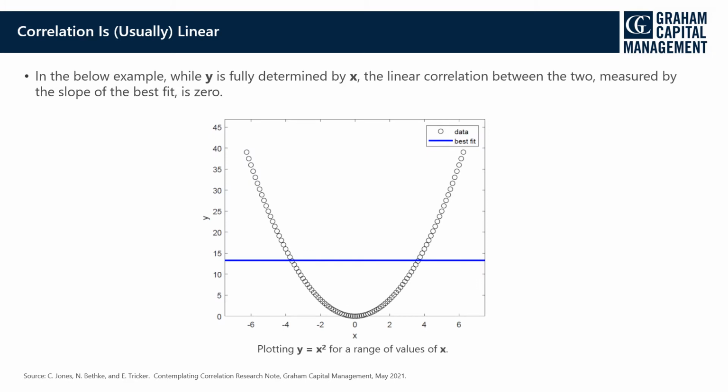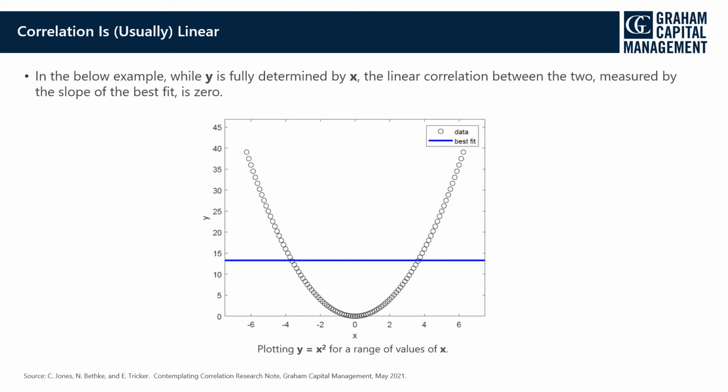Another issue with correlation is that it measures a very specific type of relationship. It measures a linear relationship. That means you can have things that are very, very closely related. In fact, you can have things that are completely dependent on one another, but they still look uncorrelated because there's no linear relationship between them.